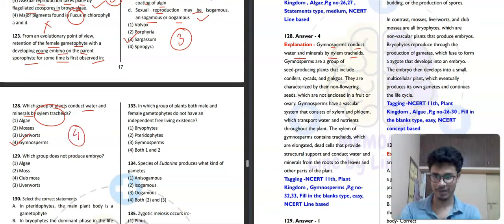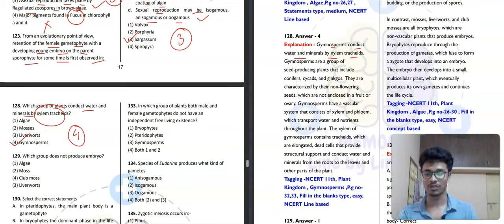Now I have a trick to solve this question. Suppose you don't remember which group has xylem tracheid. So you need to think about the development. When words like xylem, phloem come, then it should be related with angiosperm, and if not angiosperm, then it must be gymnosperm. It could never be algae, mosses or liverworts. So the fourth option is our correct answer.